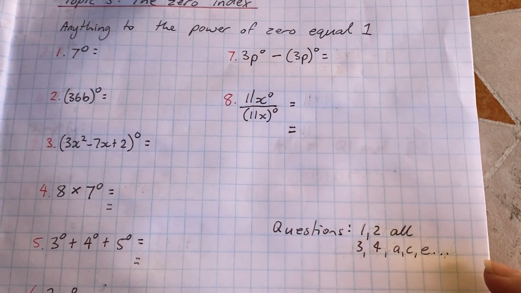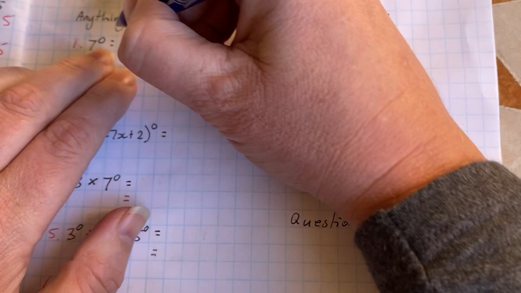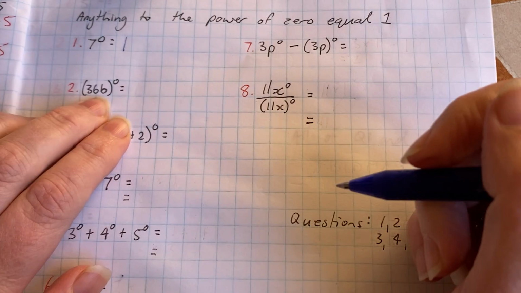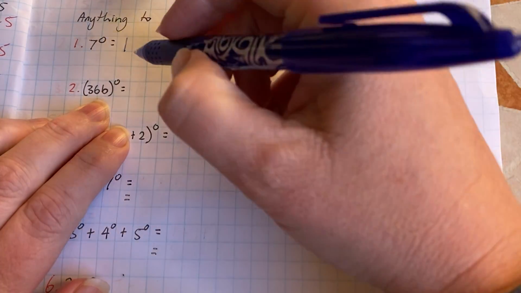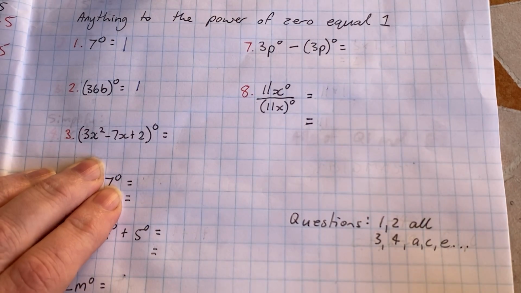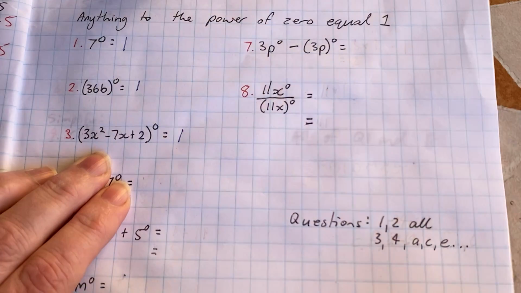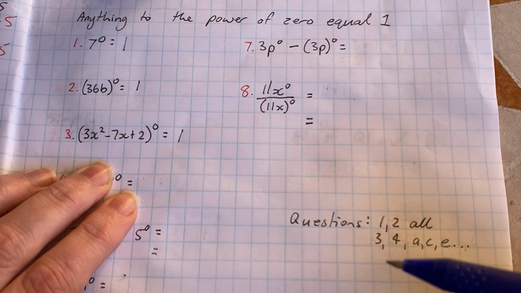Now let's look at what that means in reality over here. So 7 to the power of 0, anything to the power of 0 equals 1. 36b to the power of 0, because of these brackets, everything there is to the power of 0, so that equals 1. Okay, that looks pretty nasty inside those brackets, but it's all to the power of 0, so it equals 1. Okay, it doesn't matter what you've got, if it's to the power of 0, it equals 1.